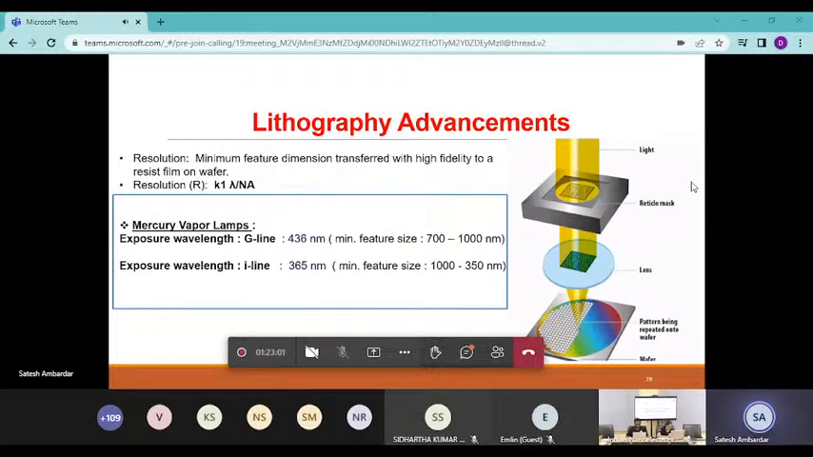So starting with the G line photolithography systems.